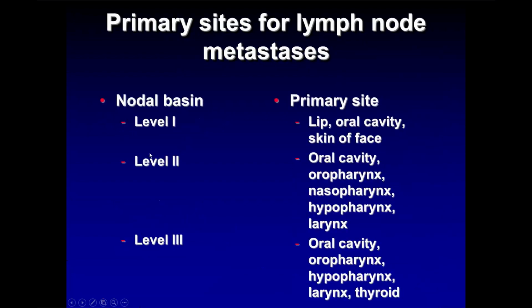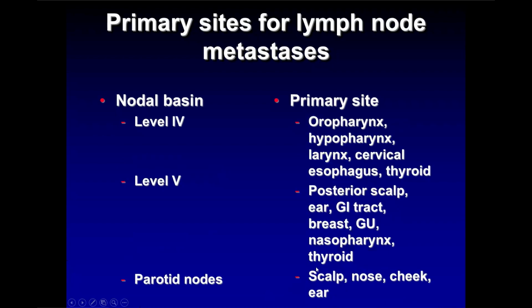So again, to reiterate, level 1 basin tends to be lip. You can get some oral cavity and skin of the face. Level 2, again, that's from the skull base to the hyoid bone, just anterior to the posterior aspect of the sternocleidomastoid. You have the oral cavity, oropharynx, the nasopharynx, the hypopharynx, and larynx. And that similarly is the situation for level 3, although you can add thyroid to that as well. And then level 4 tends to also have those malignancies: oropharynx, hypopharynx, larynx, the cervical esophagus, and the thyroid.